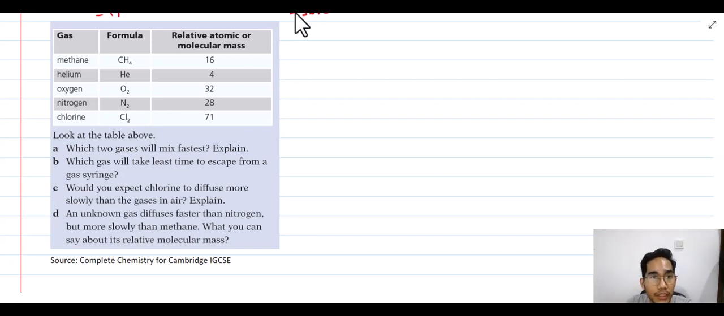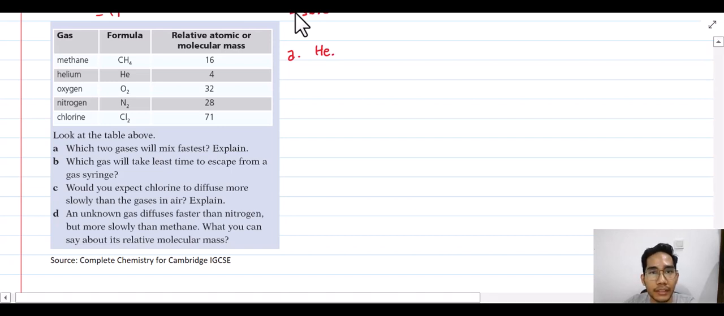Now here we've got a table representing a gas, the formula, and also the relative atomic or molecular mass. Now let's answer the question. Let's start with A. Which gas will mix fastest? Explain. Do you have any idea? Yes, the answer is helium. Why is it helium that mixes fastest?